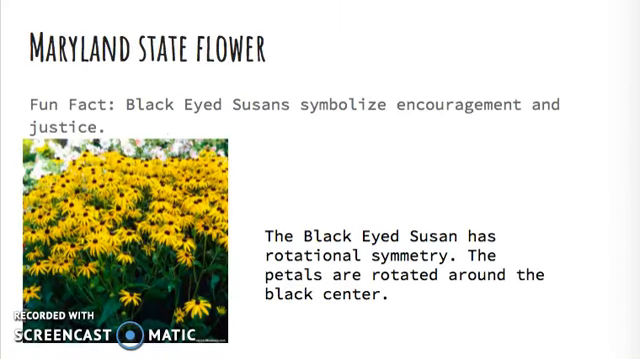Okay, so we broke it down by state. The first state is Maryland, and the state flower in Maryland is the black-eyed Susan, which symbolizes encouragement and justice. So the geometry in the black-eyed Susan is rotational symmetry because the petals are rotated around the black center.